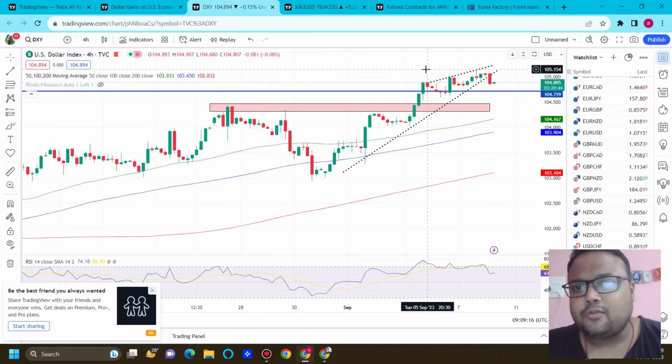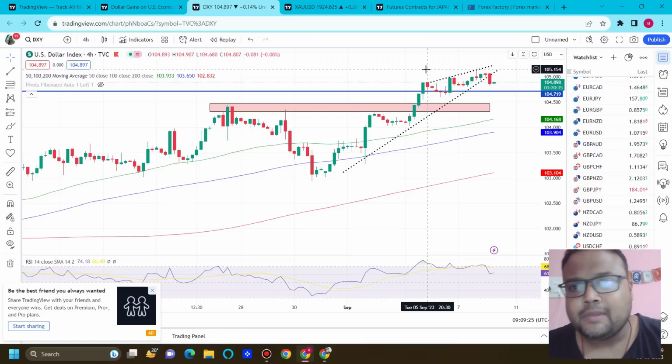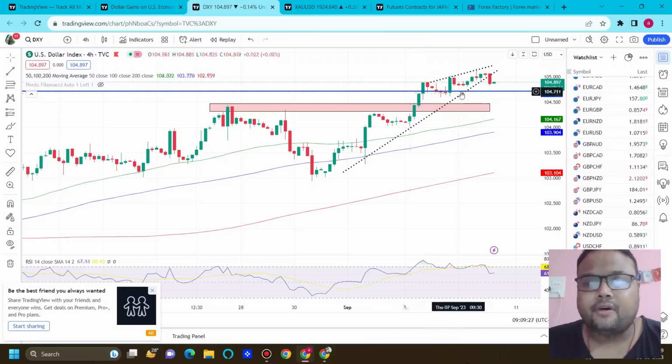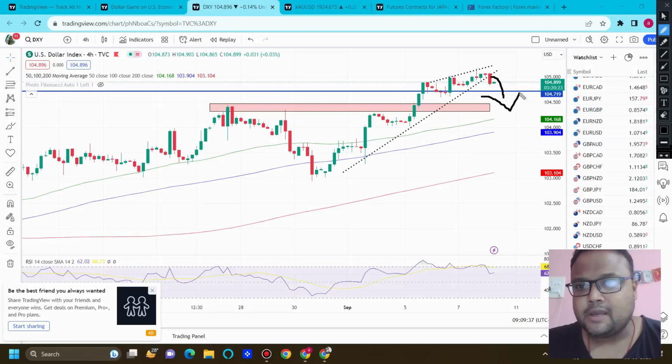DXY made a high of 105.15, and right now we can see that slowly the market is losing steam, losing momentum, and we also have a falling, sorry, not a falling wedge, it's a rising wedge on the chart here. As we know very well, a rising wedge is a trend reversal pattern. So there is a possibility that we may get to see some correction here.